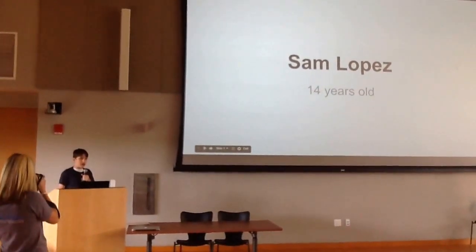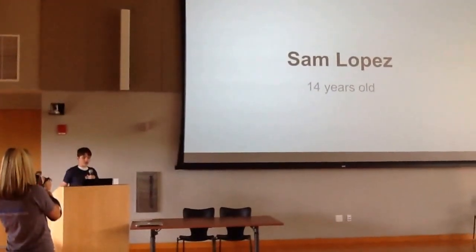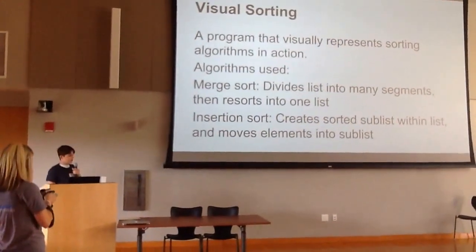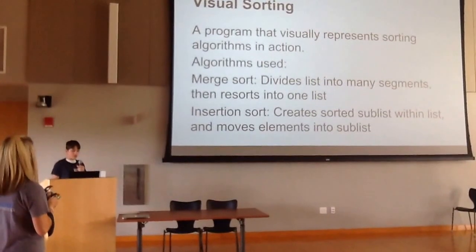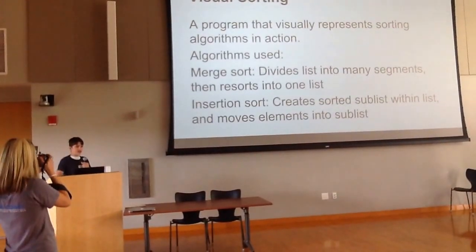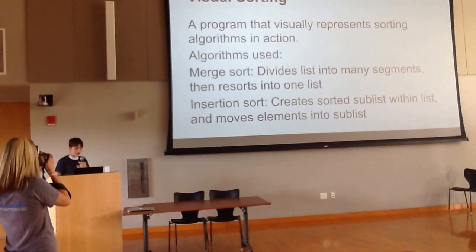I'm 14. I live in Oakland, and I'm working with my mentor, Zachary Herman. So I made a program that visually represents sorting algorithms. Sorting algorithms are programs that take a list of numbers and put them in order from least to greatest.